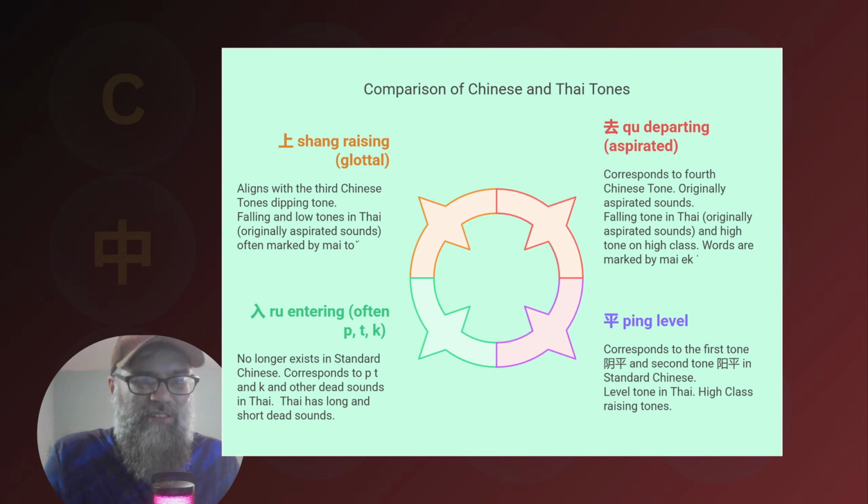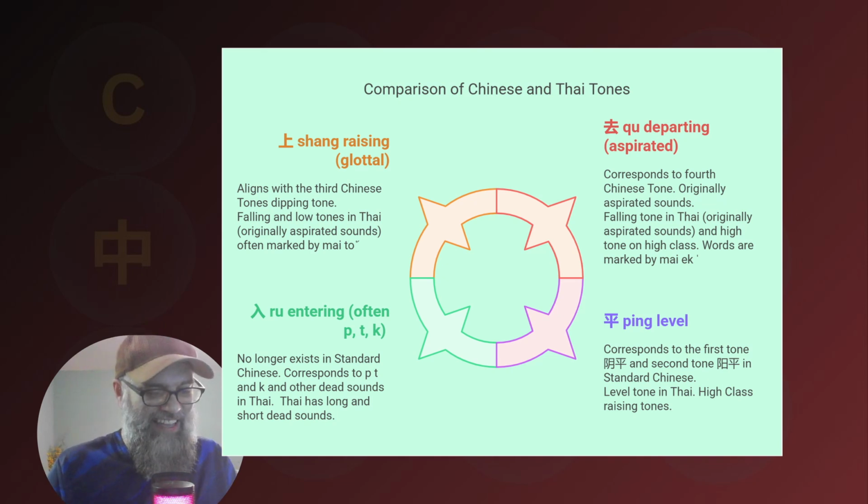It came from the original level tones in Middle Chinese, and it's called a yang ping. We have the shang. The shang corresponds to the third tone in Chinese, which is a kind of dipping and rising up tone. Goes down and up, similar to the rising tone in Thai. We'll see that in a bit. And then we have the chu, corresponds to the falling tone, not only in Chinese, but also in Thai. So it's just a falling pitch.